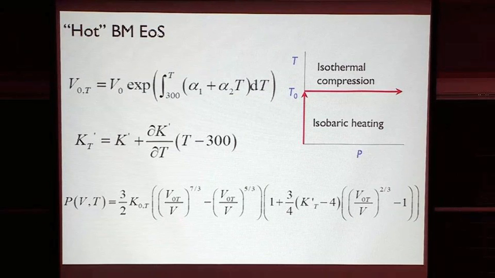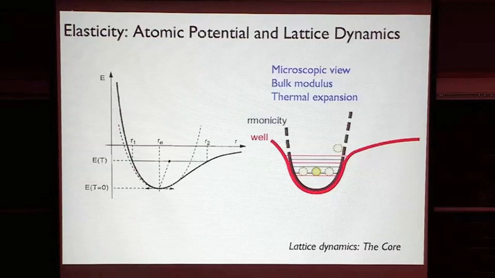And here is how you calculate the high temperature moduli. So you can do these two steps to get the hot Birch-Murnaghan equation of state. That's the macroscopic treatment. You can also have the microscopic point of view, looking at atomic potential and the lattice dynamics. We're going to talk about the lattice dynamics a little bit more when we talk about the core material, because there we also worry about density, velocities, and so on.